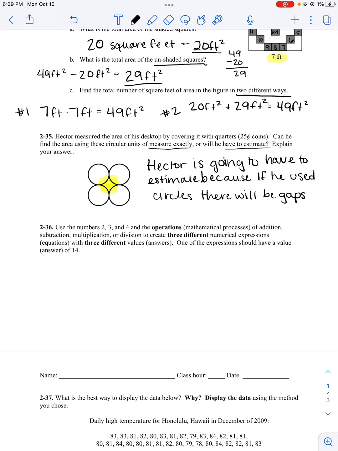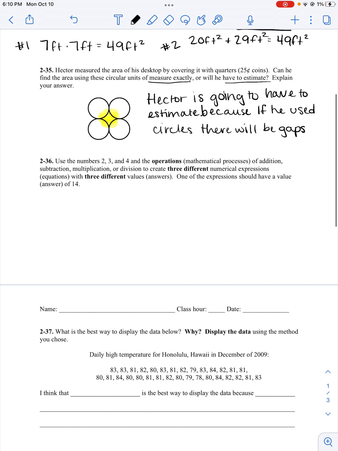Okay, problem 36. We need to use the numbers 2, 3, and 4 and the operations of addition, subtraction, multiplication, or division to create 3 different numerical expressions or equations with 3 different values or answers. One of the expressions should have a value of 14.